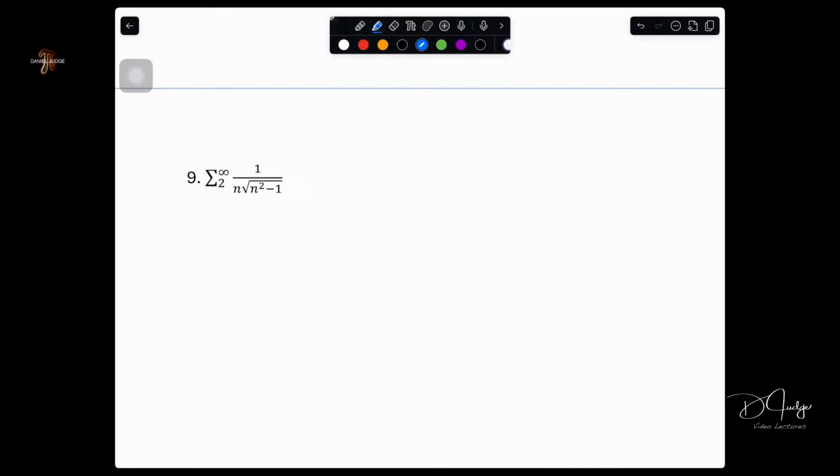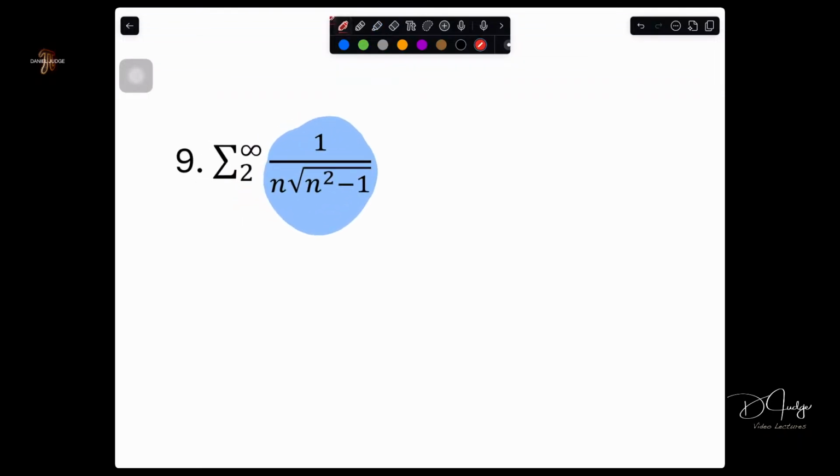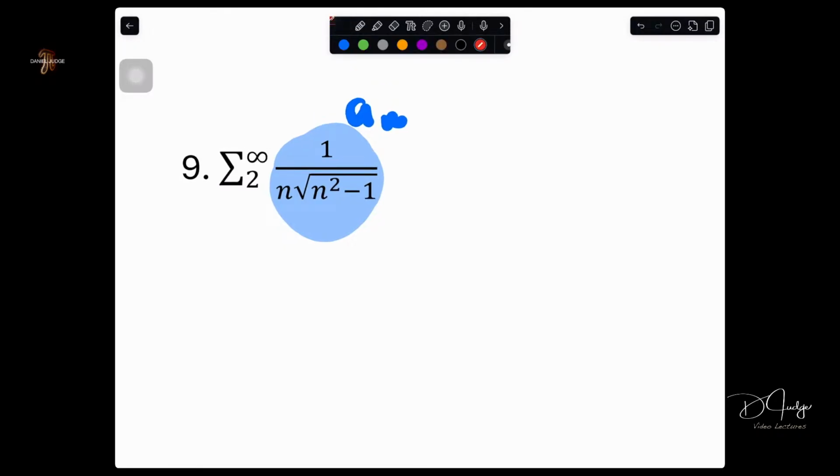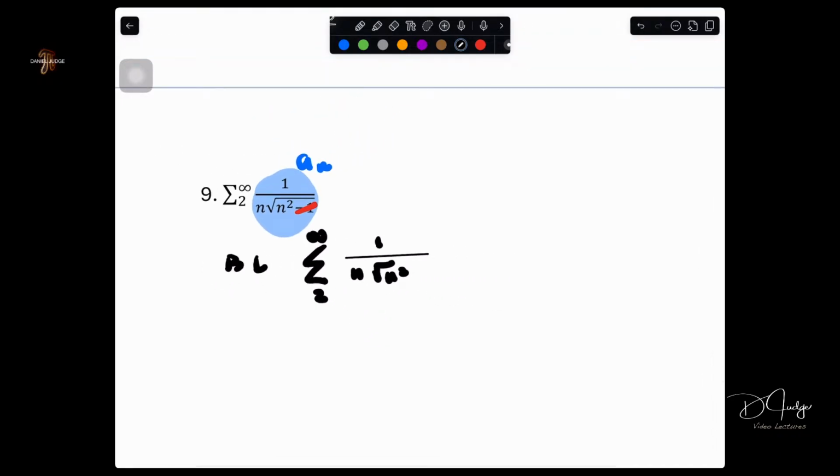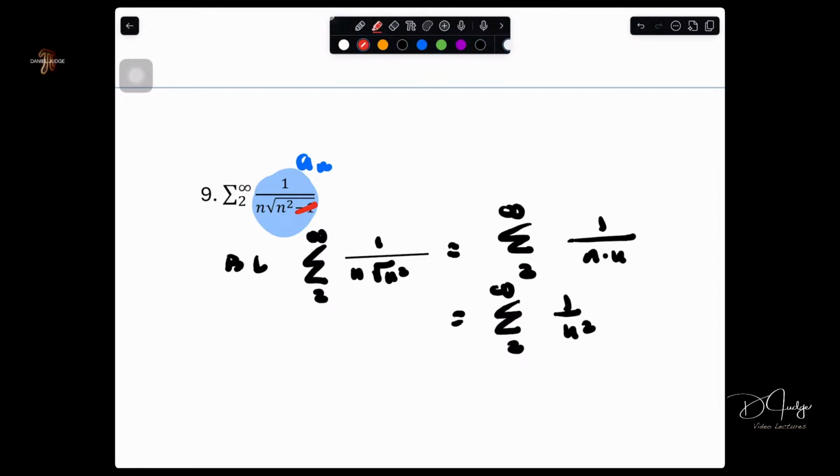Number 9. Here's a_n. What we're going to do here is remove the constant, and this series behaves like one over n square root of n squared, which simplifies to, not 1 but 2, 1 over n times n, or we can simply say 1 over n squared. So this is going to be our b_n.